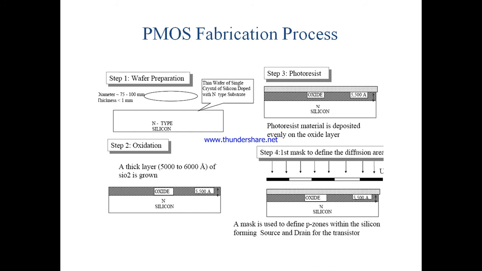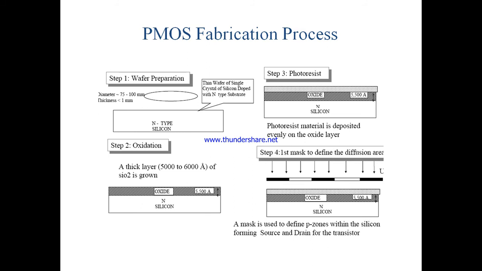In PMOS fabrication, a thin wafer cut from a single crystal of high purity silicon, into which the required N impurities are introduced as the crystal is grown, is used for PMOS processing. The processing is performed on this wafer.